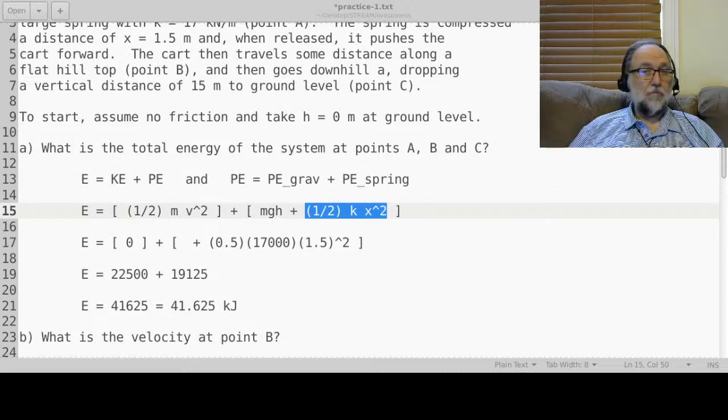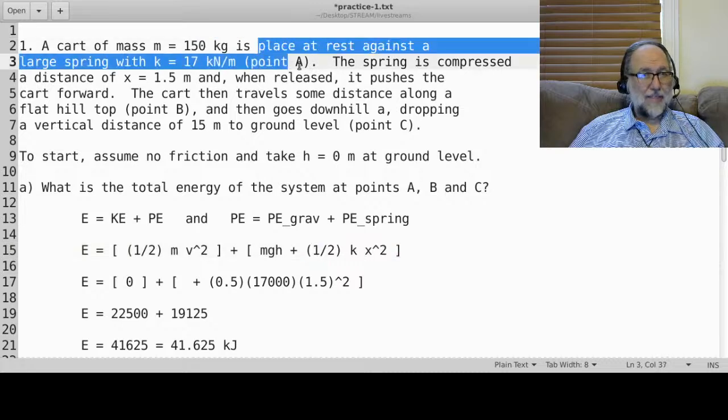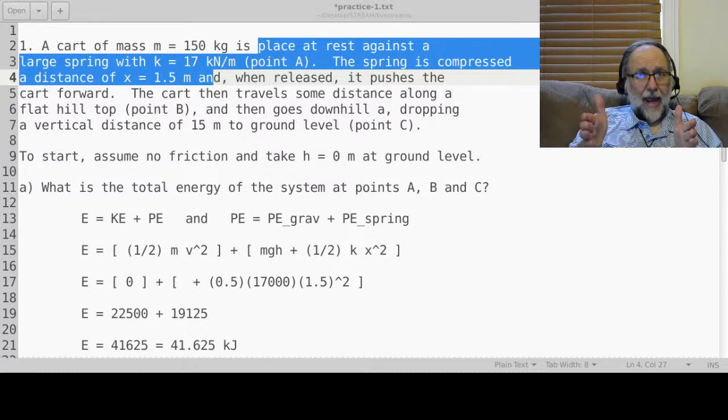And just plugging in, I said here, the cart is placed at rest against the spring, and the spring is compressed. Since the cart is not moving at point A, it's up against this compressed spring. We're holding it in place, say. Well then v is 0, so there's no kinetic energy to start with. But there is a potential energy due to both gravity and the spring.